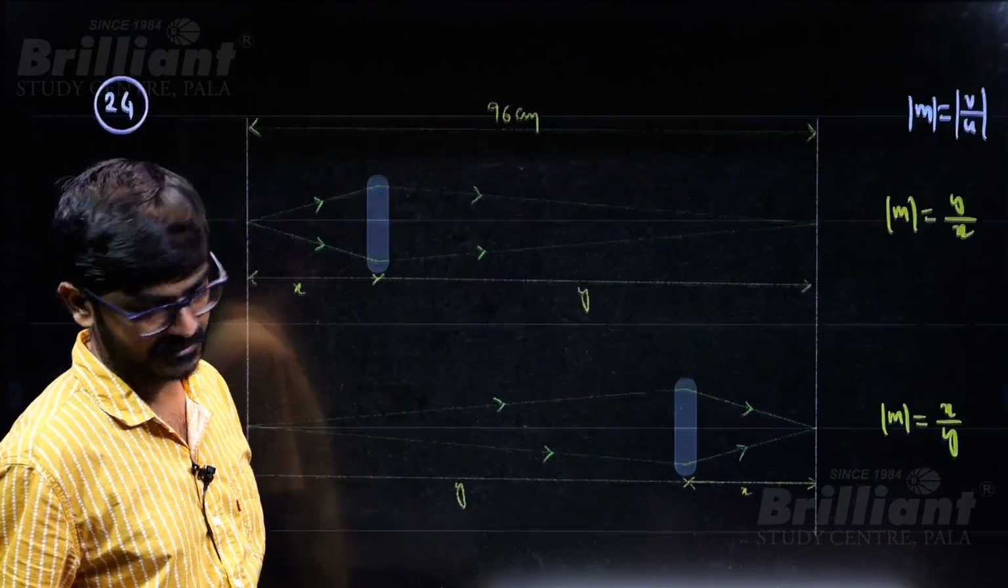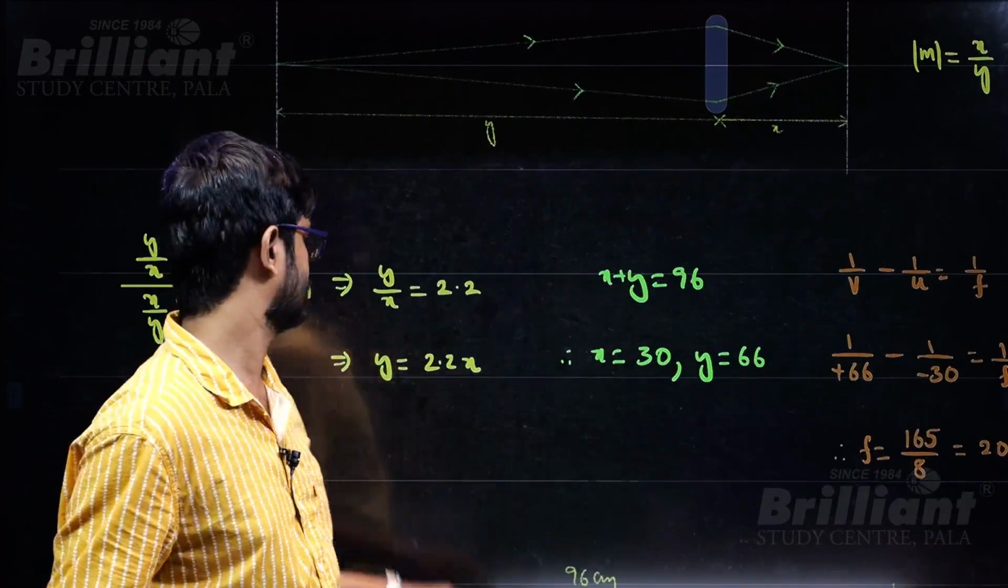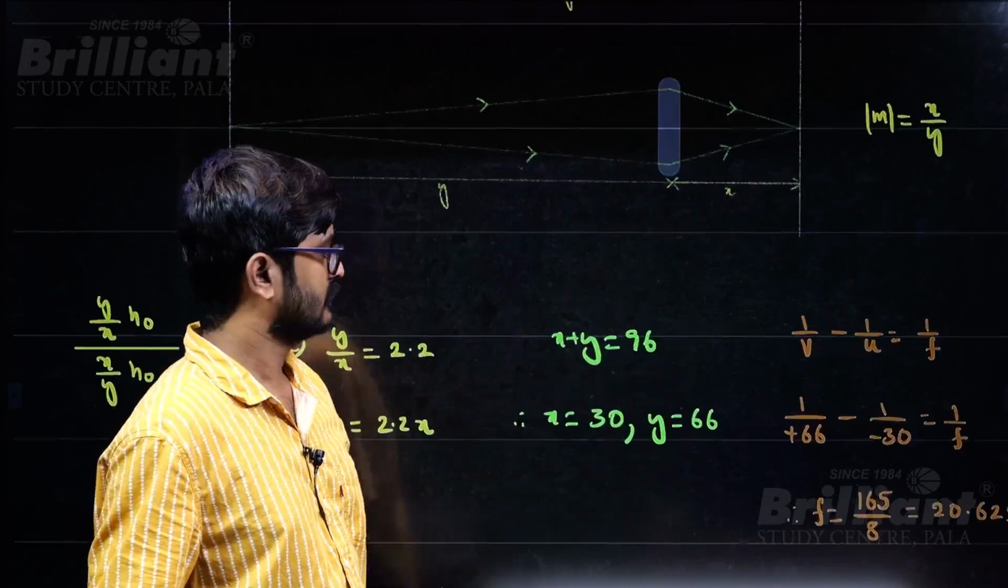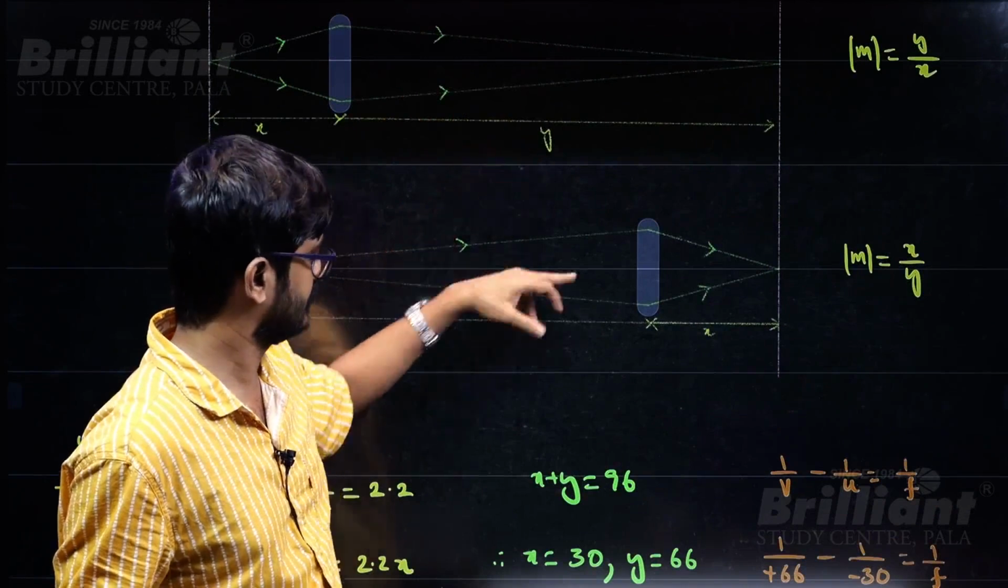But we already know x plus y is 96, and you know y is 2.2x. You can substitute, then you will get the x value, then the y value. Once you know the x value and y value, you can use the lens formula. Y value is 66, x value is 30.